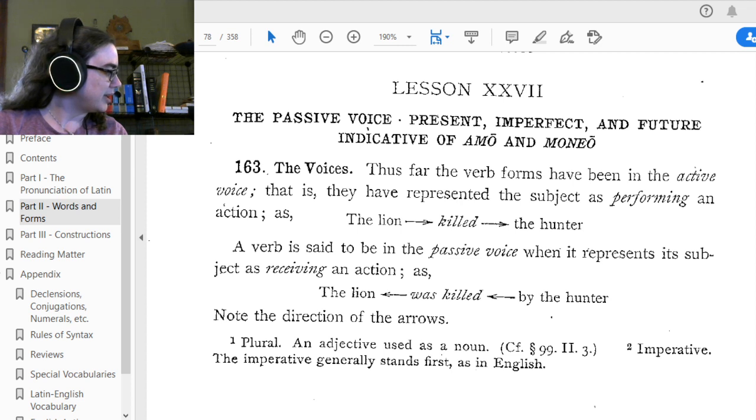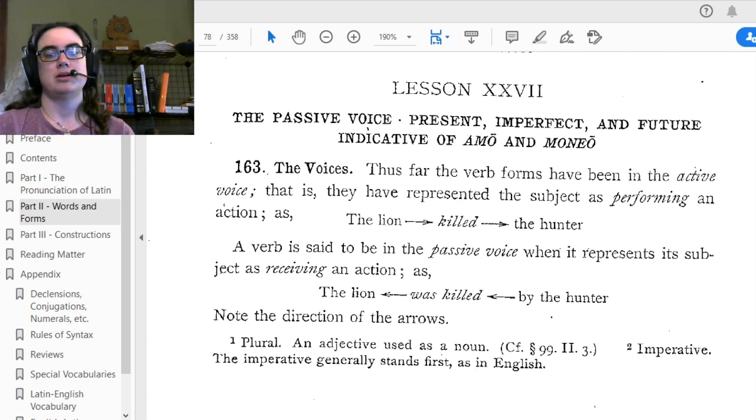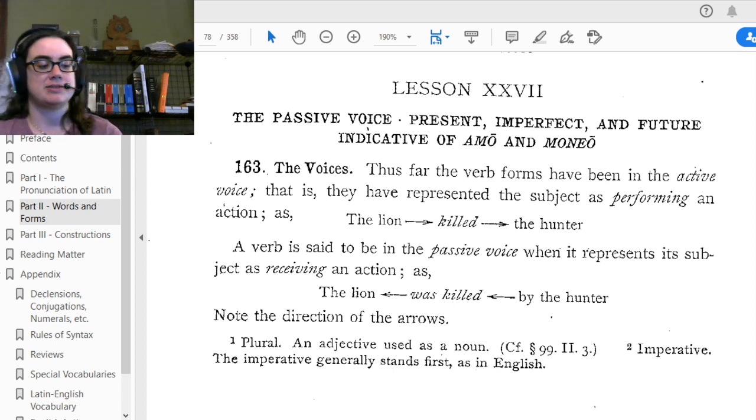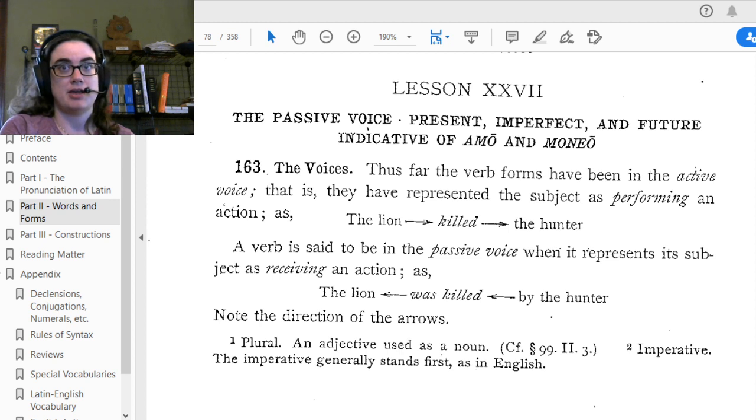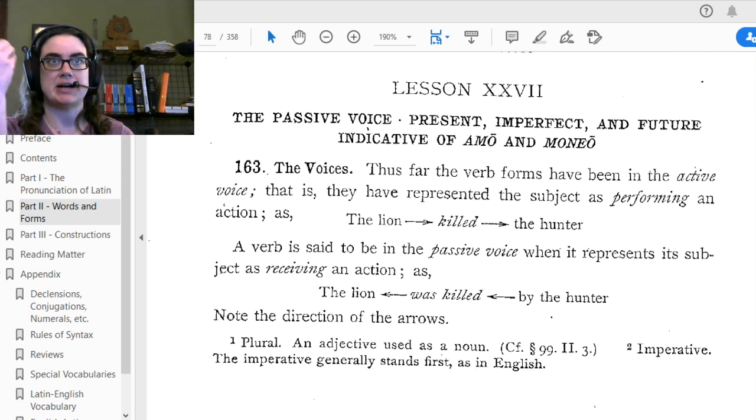So recently, we've been doing verbs, and we've been focusing on the present, future, and imperfect tense. And we've also been focusing on active. So active verbs means that the subject is performing the action. Today we're going to do passive verbs of those tenses. And so that means the subject is acted upon by the verb. So active, you're doing the verb. Passive, you are being acted upon by the verb.